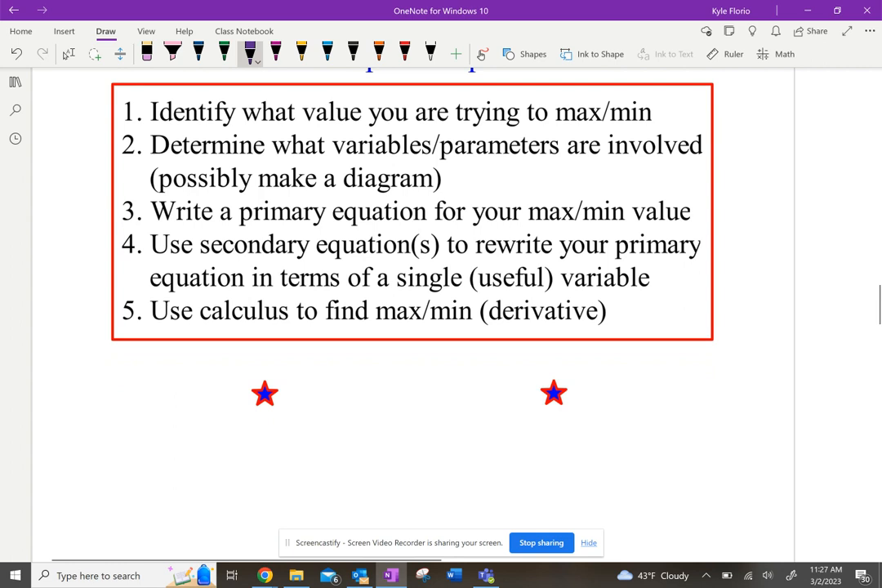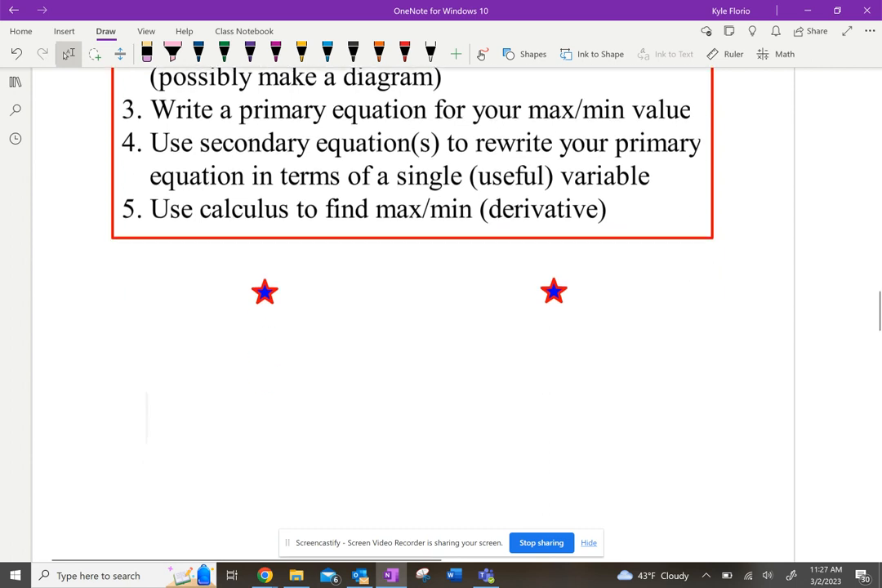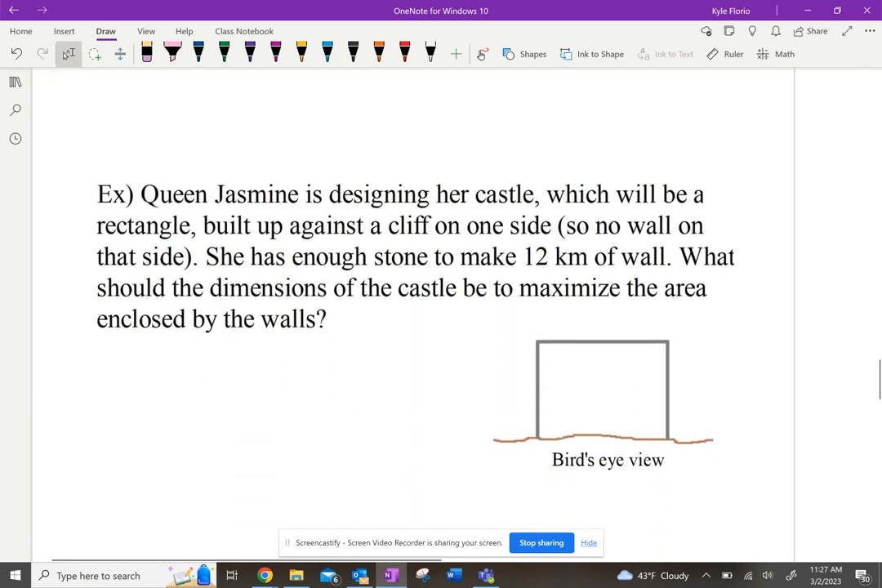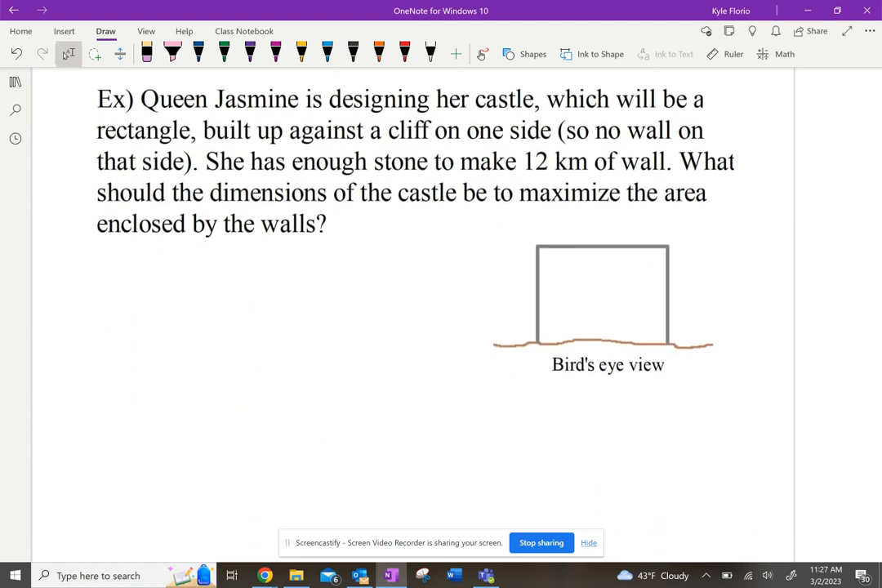Then we're going to need our constraint equation or our secondary equation to rewrite your primary equation in terms of a single variable. And then use calculus to find the max or min. In other words, take the derivative, set it equal to 0, and do all that fun stuff we've been doing. So here's an example. I don't think you have to copy it down because it's written for you.